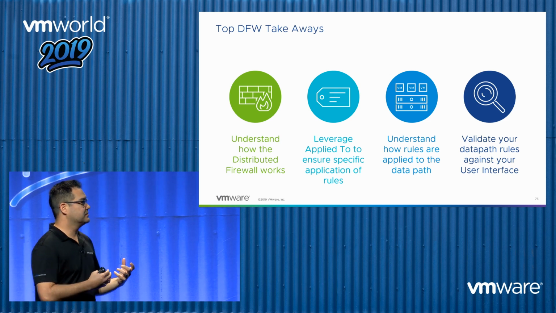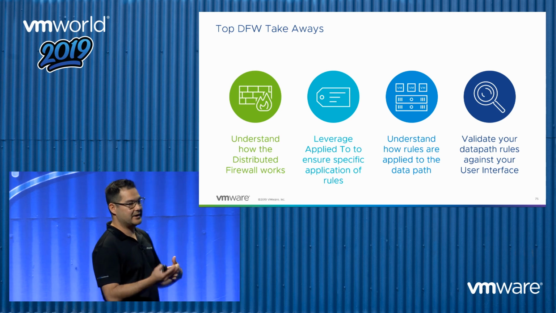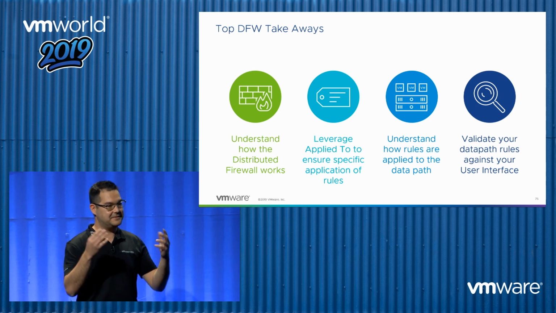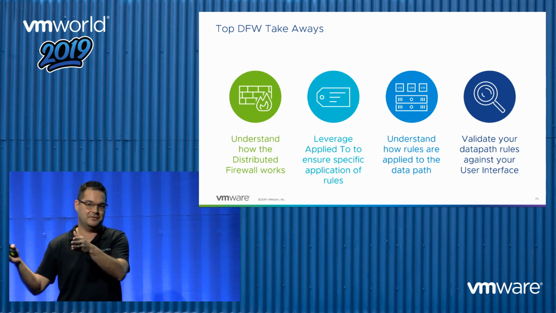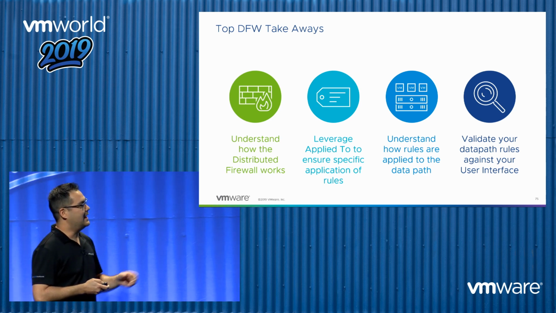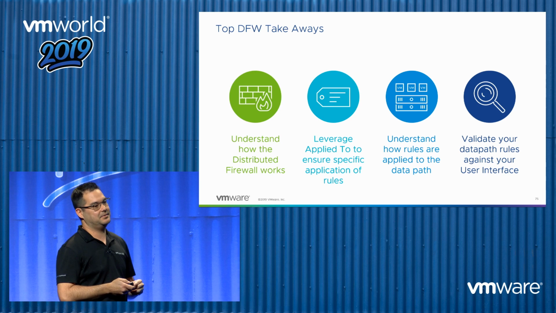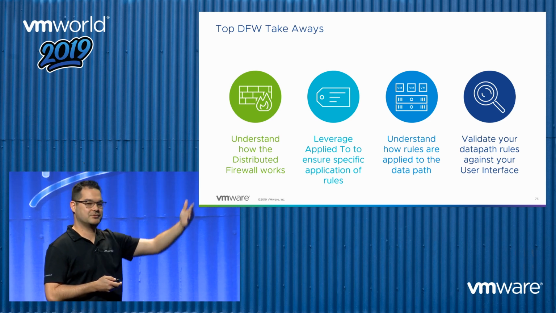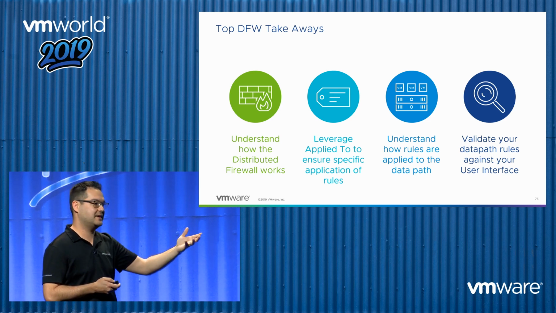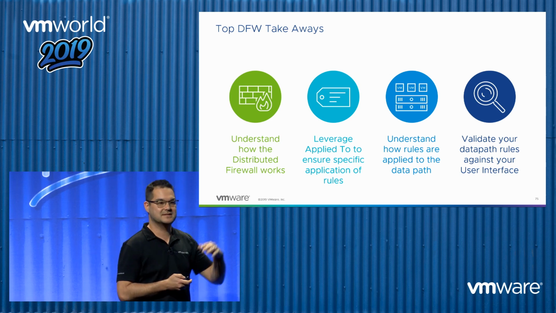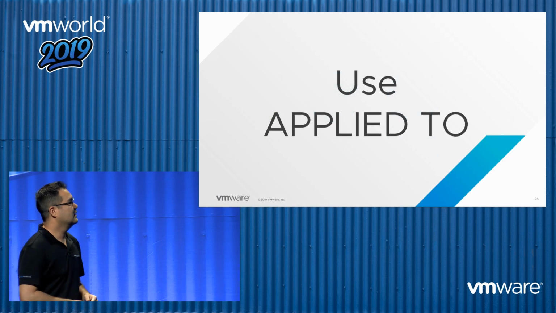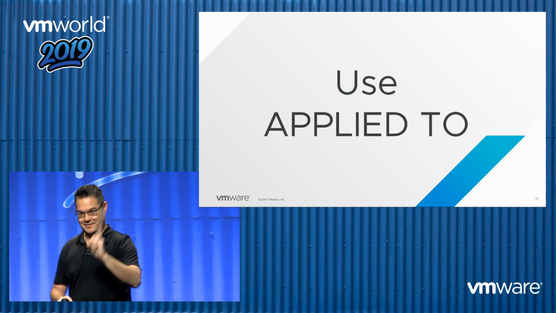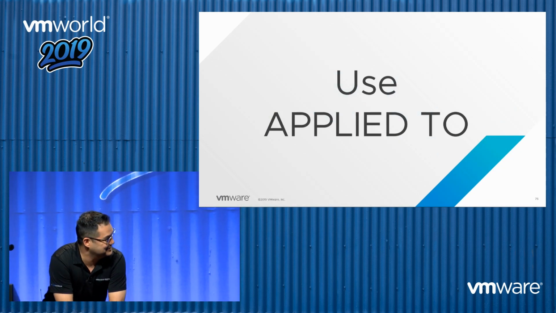Understand how your rules are actually applied on the data path. So how they look different from the UI. So when you're actually creating rules, you're understanding the impact that you're having on the data plane. And also how to validate your rules on the data plane. So how do you look at what rules are applied to a particular VM and how you can actually then go off and run commands to see what they look like on the data plane itself. And just remember that one, because that's the biggest thing that we can actually tell you to do, is use the applied to field.